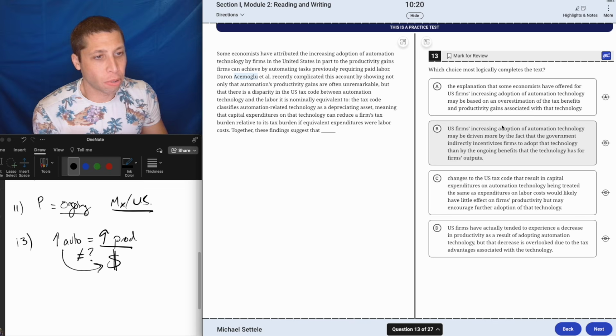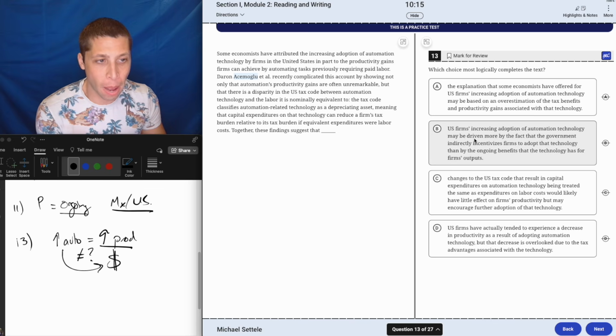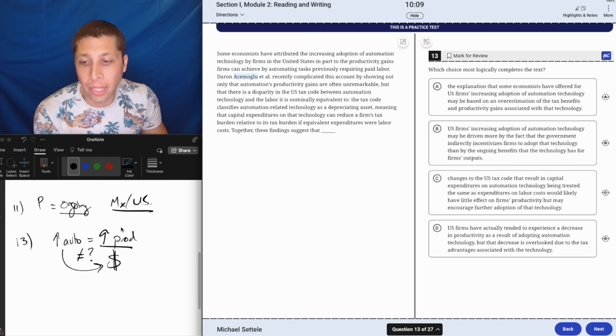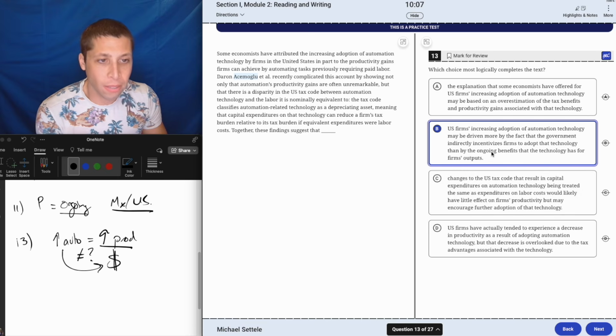U.S. firms' increasing adoption of automation technology may be driven more by the fact that the government indirectly incentivizes firms to adopt that technology than by the ongoing benefits that the technology has for firms' outputs. Yes, it's more about money than productivity. So incentives, that's money. It's more about that than it is about the output, which is productivity. I think that's the answer.